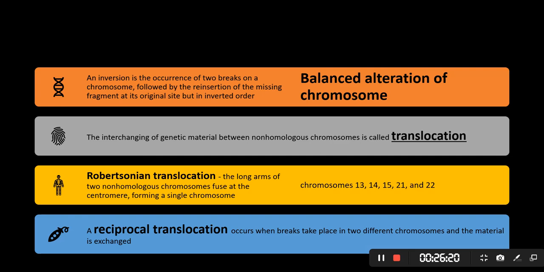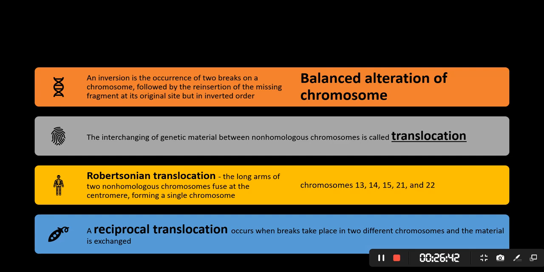One example of a translocation is a Robertsonian translocation, where the long arms of two non-homologous chromosomes fuse and form a single chromosome. What happens over here is they get joined together and form one chromosome instead of two. That is seen in chromosomes 13, 14, 15, 21 and 22.